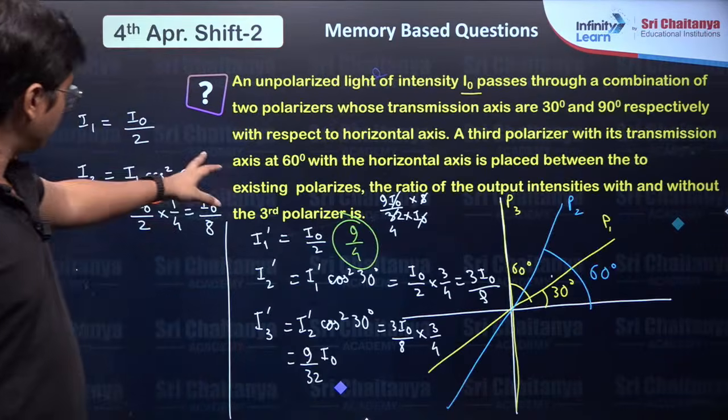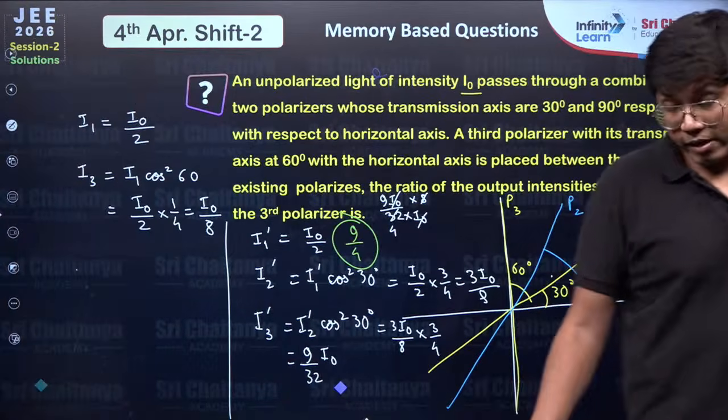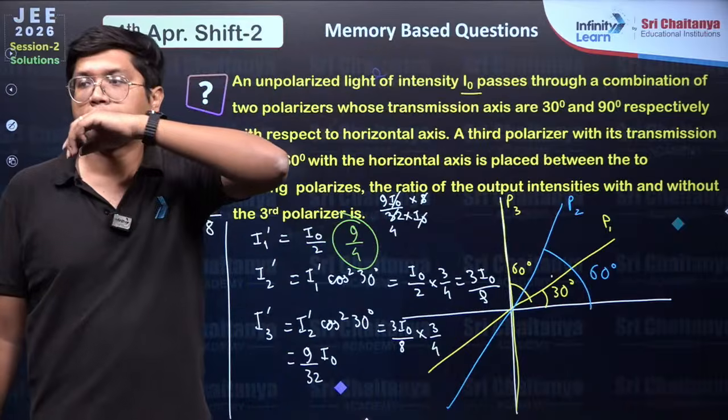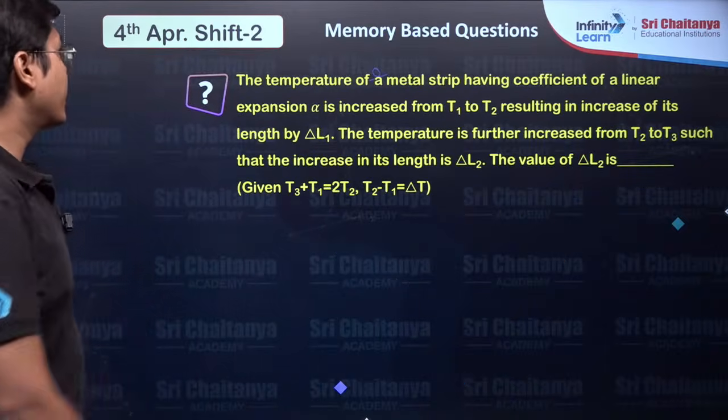Did I get this right, or did I make some calculation mistake? Tell me in the chat. Could be I made a calculation mistake, but I think it's 9 by 4. Chalo, in the meantime, we'll move to our next question.